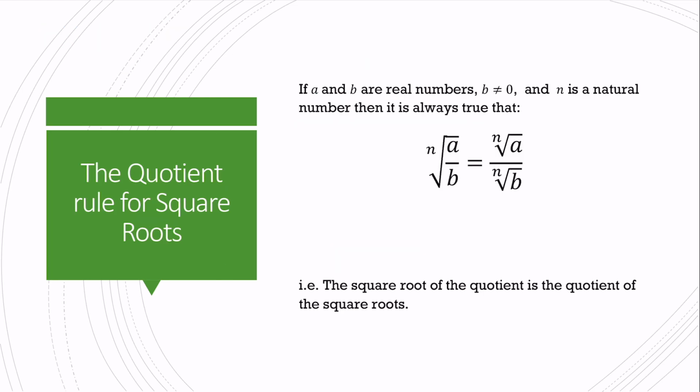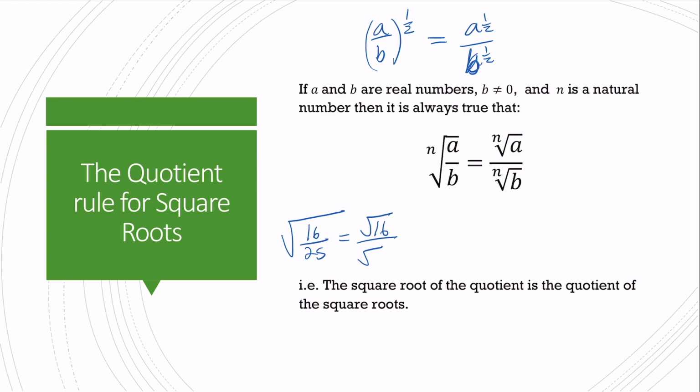When it comes to division, remember that radicals are rational exponents, and our rule from chapter 4 was that they distributed over division. The same is true for radicals. If I want to take the square root of 16/25, that becomes the square root of 16 over the square root of 25. That's 4/5, right? We can simplify that.